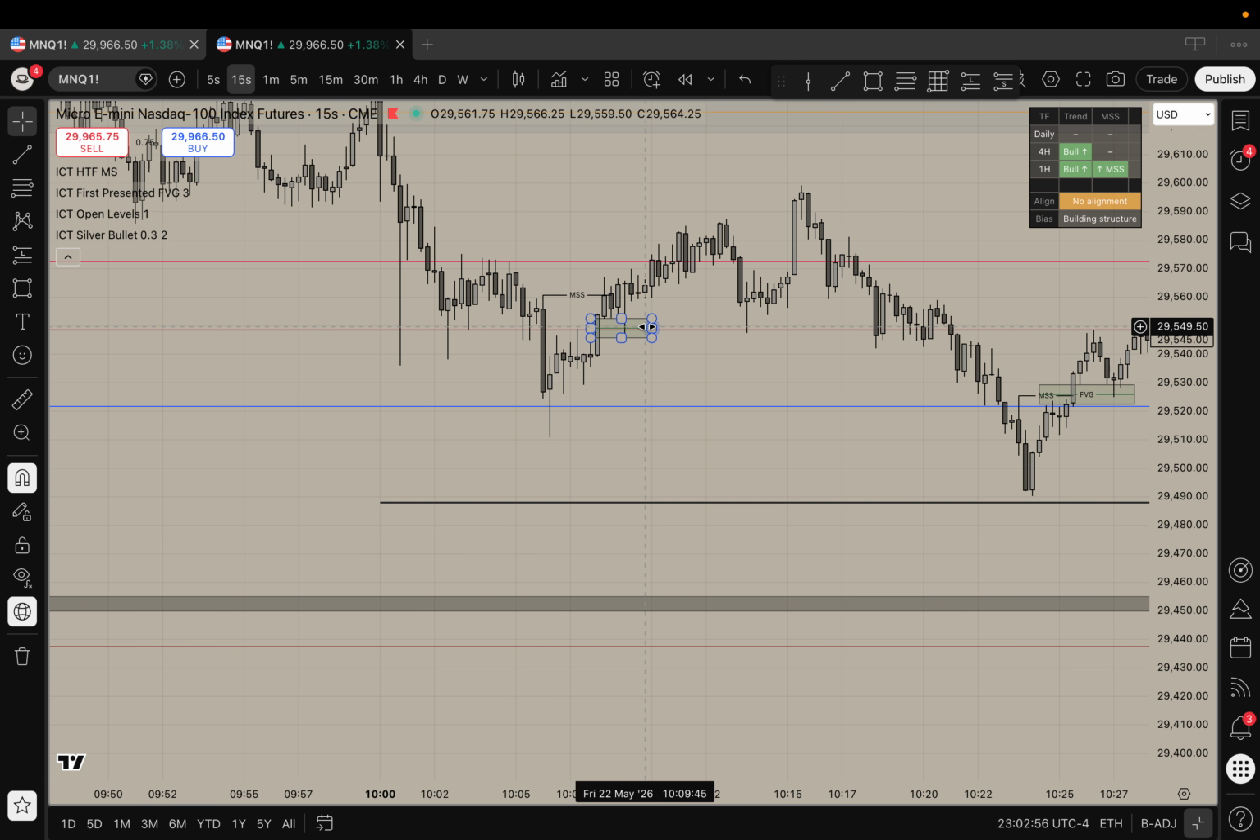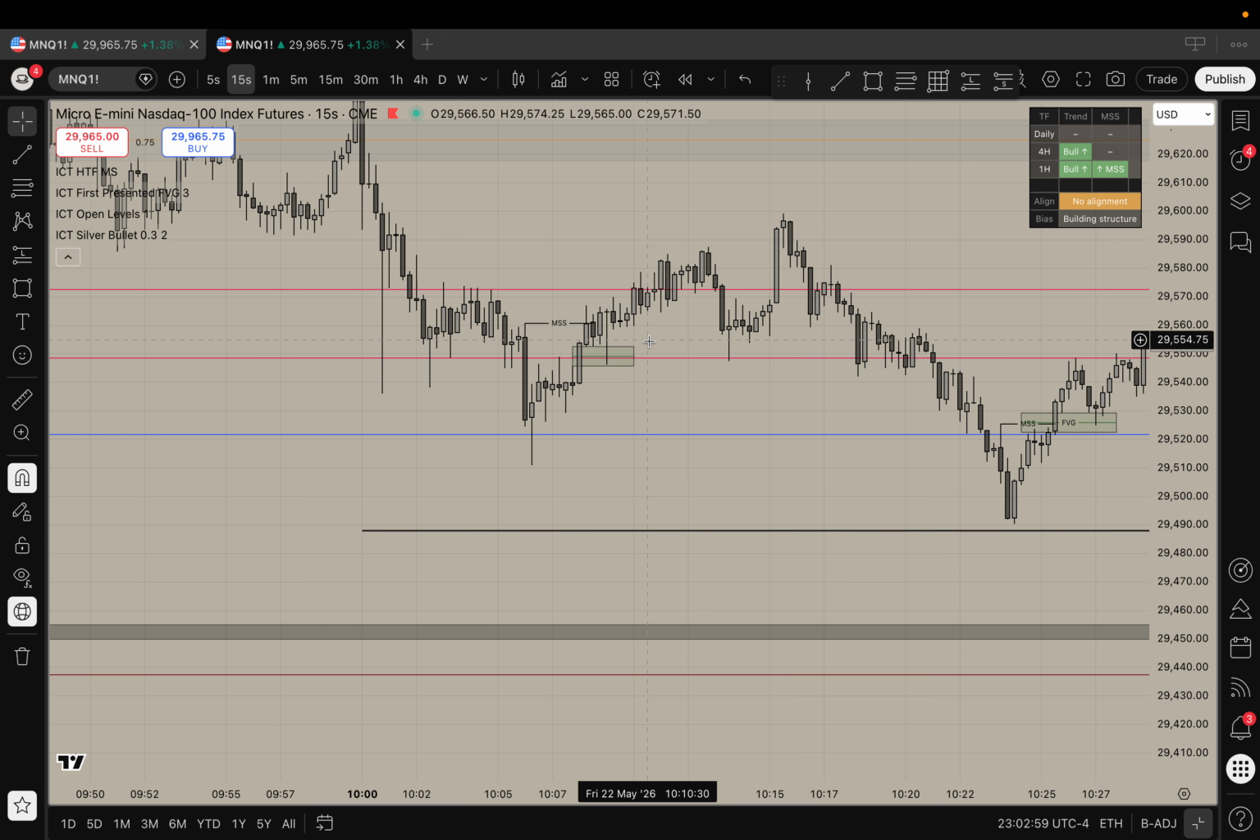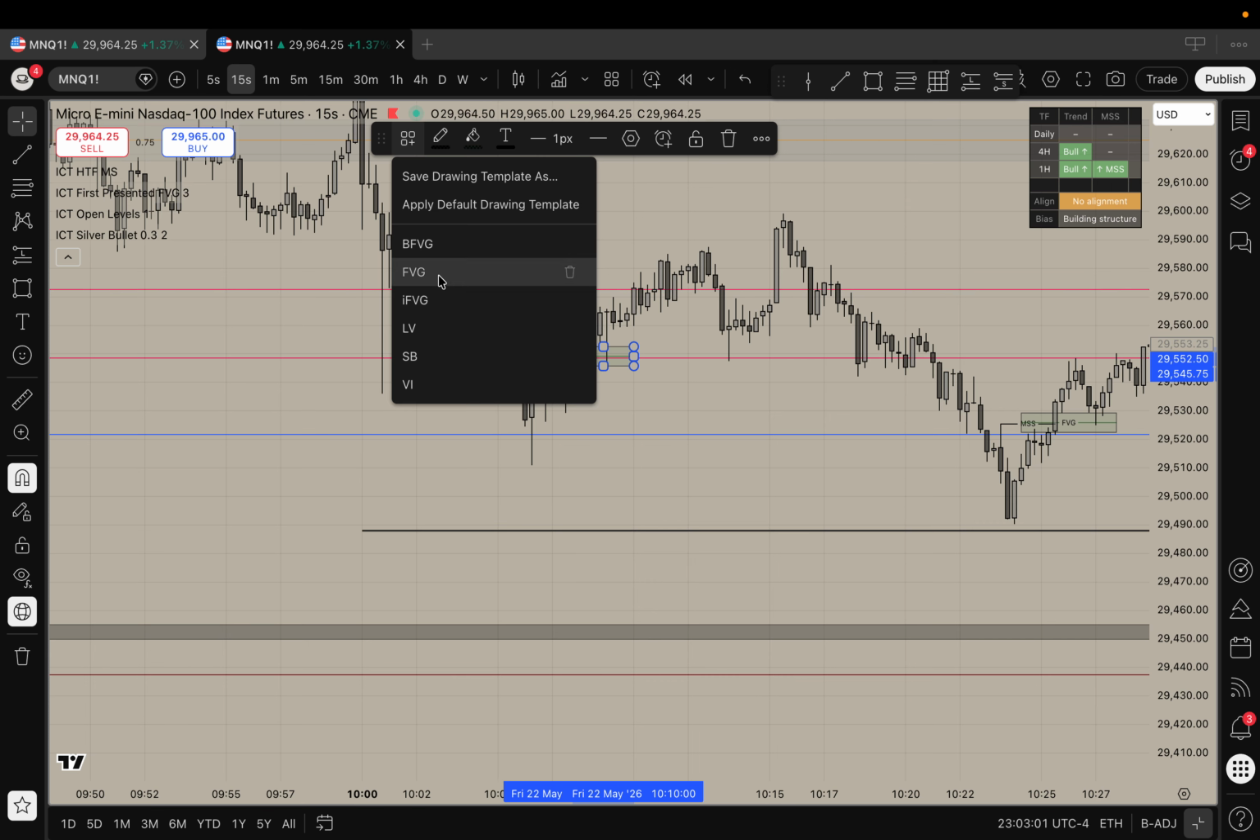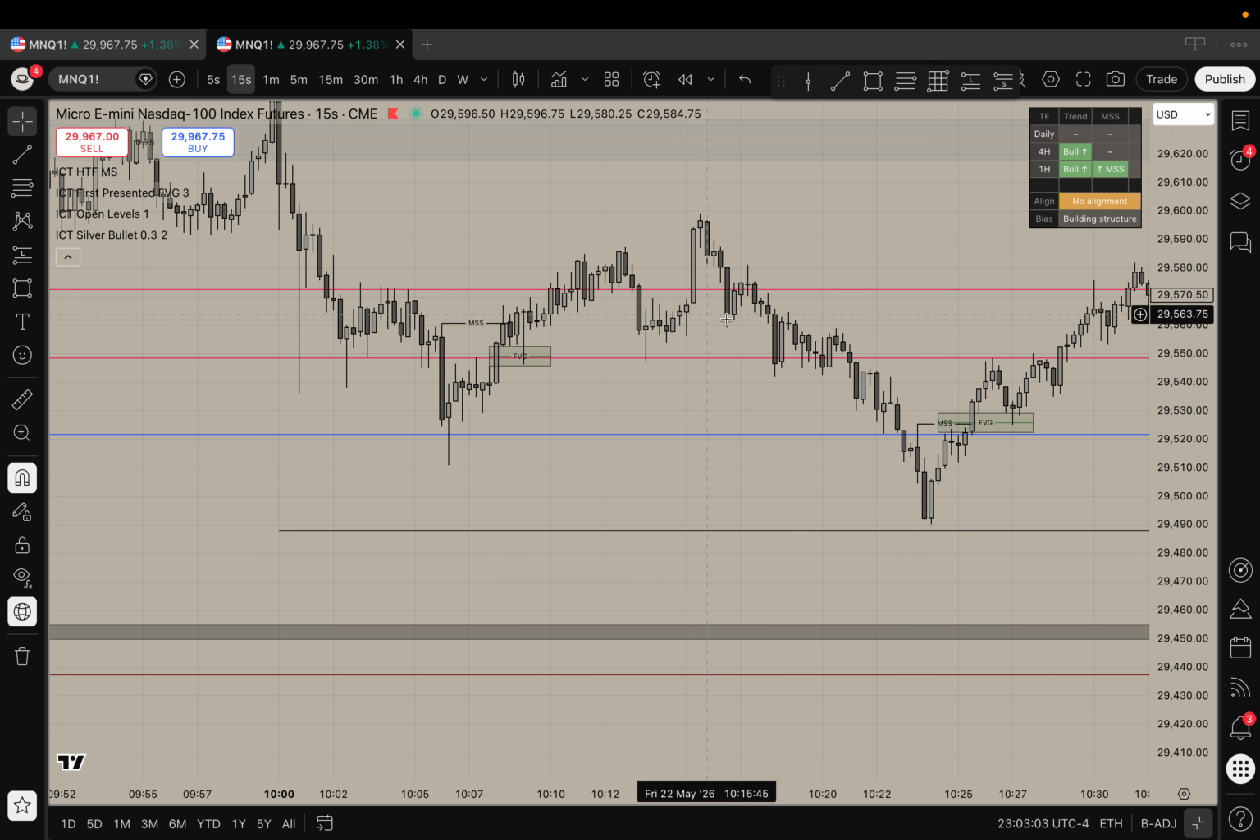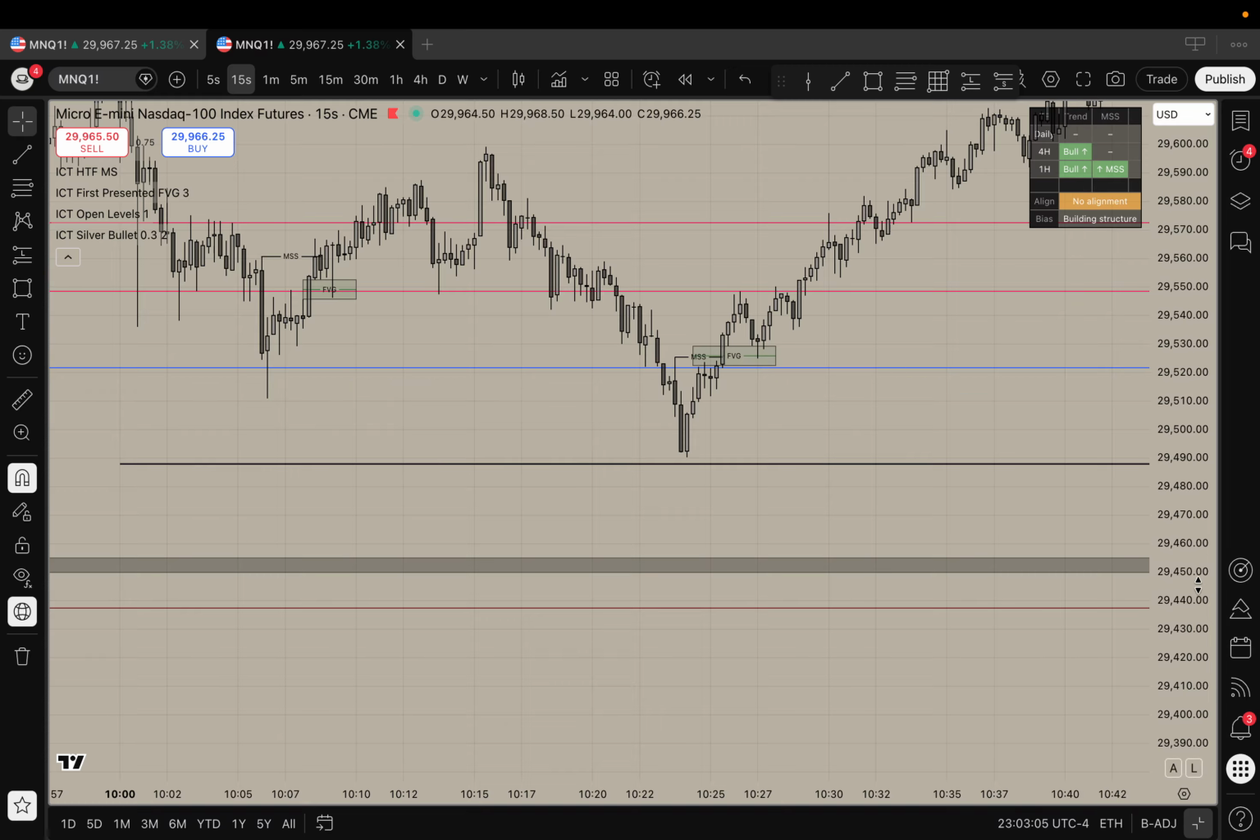In an entry on this fair value gap, you could have moved your stop loss to break even and you would have been stopped out. This is the actual trade though that you wanted to take.